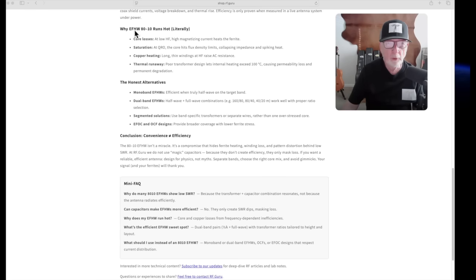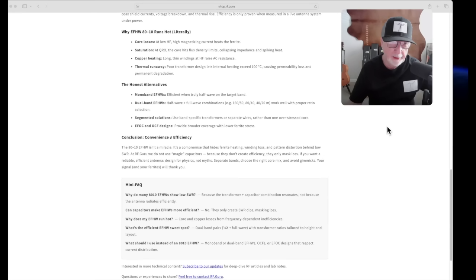Why the end-fed half-wave 80 through 10 runs hot, literally. Number one, core losses. At low HF, high magnetizing current heats the ferrite. Saturation. At QRO, the core hits flux density limits, collapsing impedance and spiking heat. Copper heating. Long, thin windings at HF raise AC resistance. And finally, thermal runaway. Poor transformer design lets internal heating exceed 100 degrees centigrade, causing loss of permeability and permanent degradation. Now, for all of us Yankees, that is over 200 degrees.